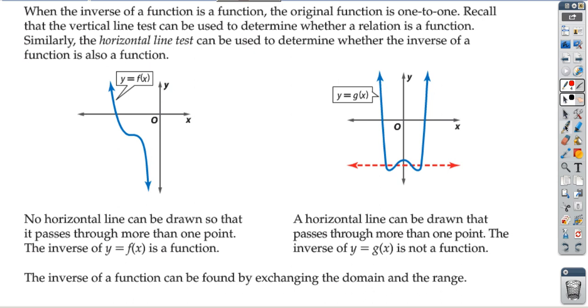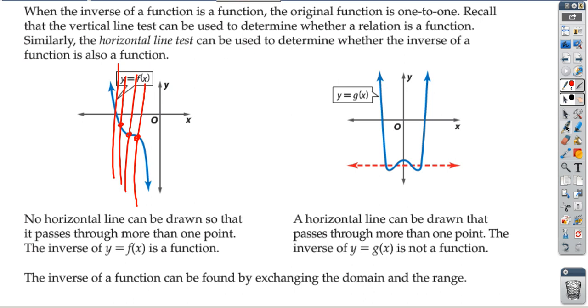We talked about something for a function called the vertical line test. It means if I can draw vertical lines through this graph and it never touches the graph more than once, then that's a function. Because each vertical line represents an input, and each input on a function can only have one output. So one vertical line can have one meeting point.